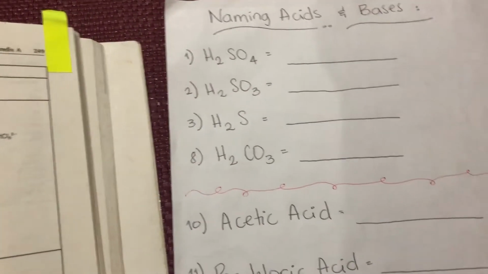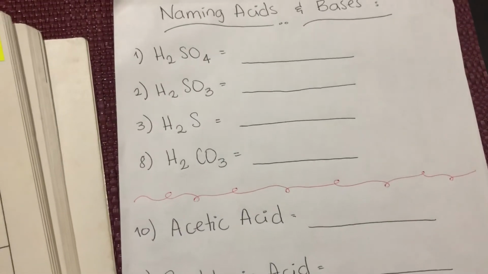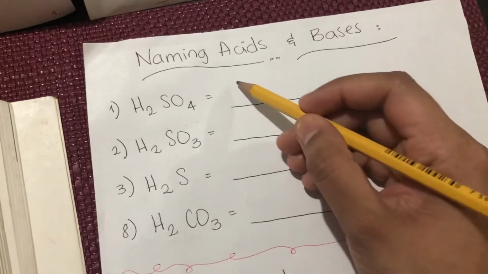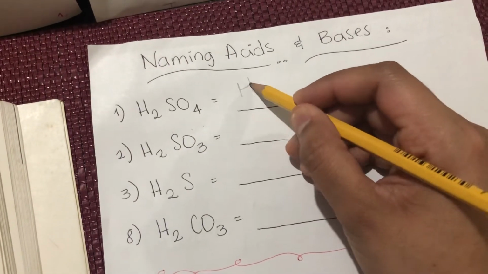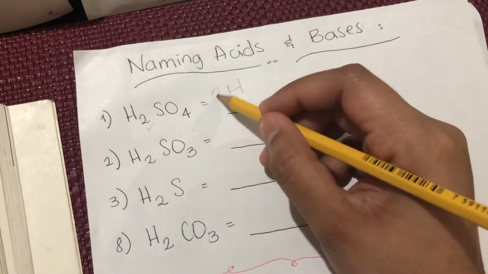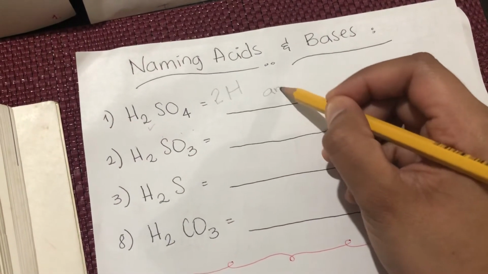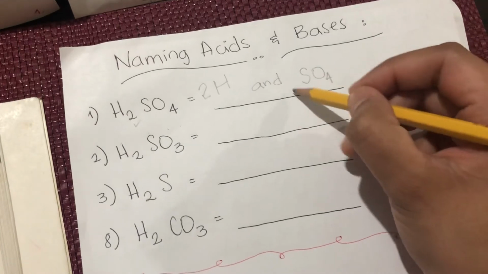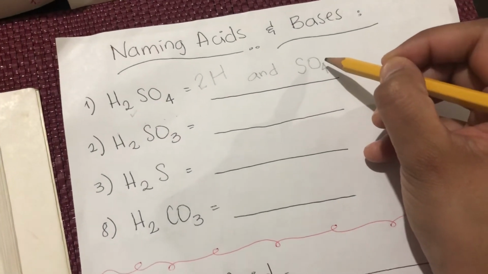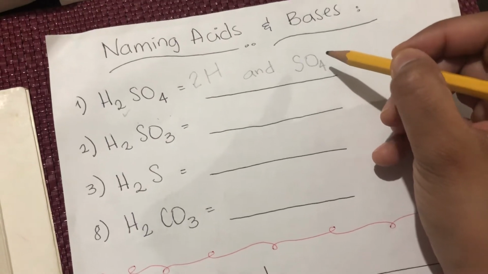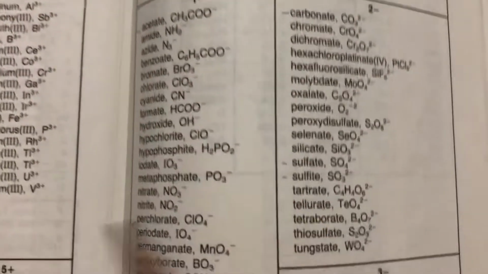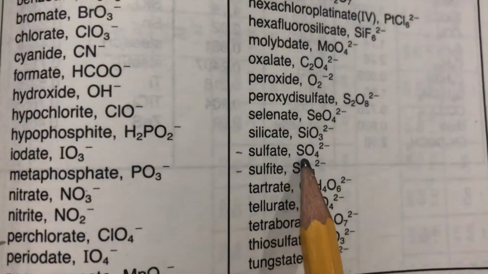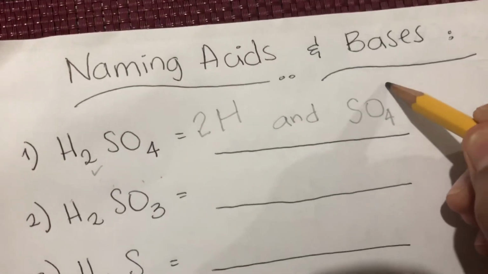So we have the first exercise and it says H2SO4. Okay, so I'm going to break it apart. I have hydrogen. How many hydrogen? 2. And I also have my negative part, that is SO4. I already know that this is a polyatomic ion called sulfate. If you don't remember that, you can go to your list and find sulfate. Sulfate is SO4 2 minus, which means it has a 2 minus charge.